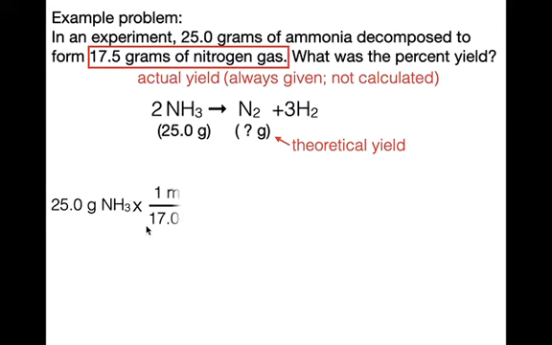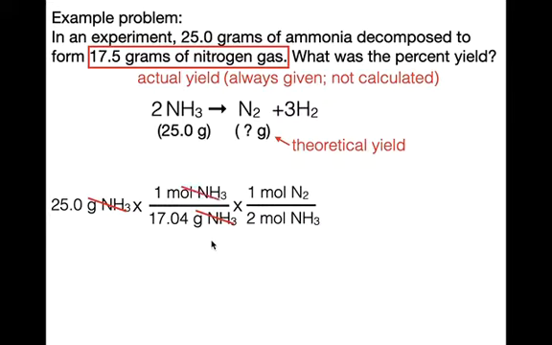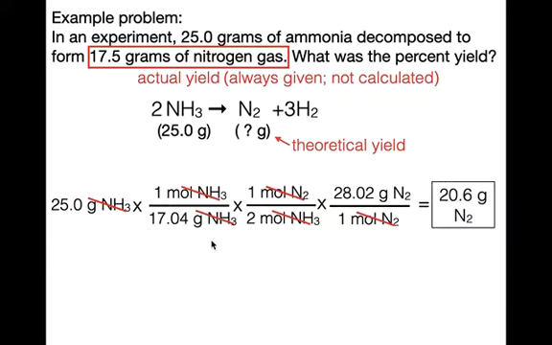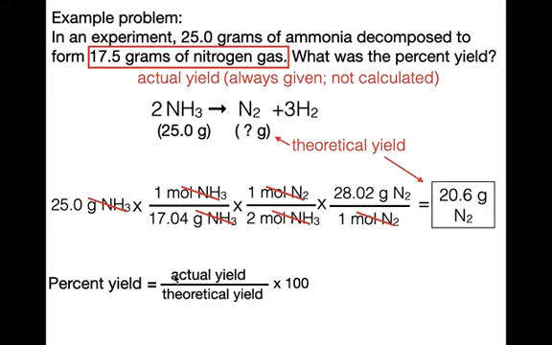So 25 grams of ammonia, converting to moles of ammonia, converting to moles of nitrogen, converting to grams of nitrogen, gives us 20.6 grams of nitrogen. Okay, now percent yield, that is the theoretical yield. Percent yield is the actual yield divided by the theoretical yield. So we now have everything that we need.